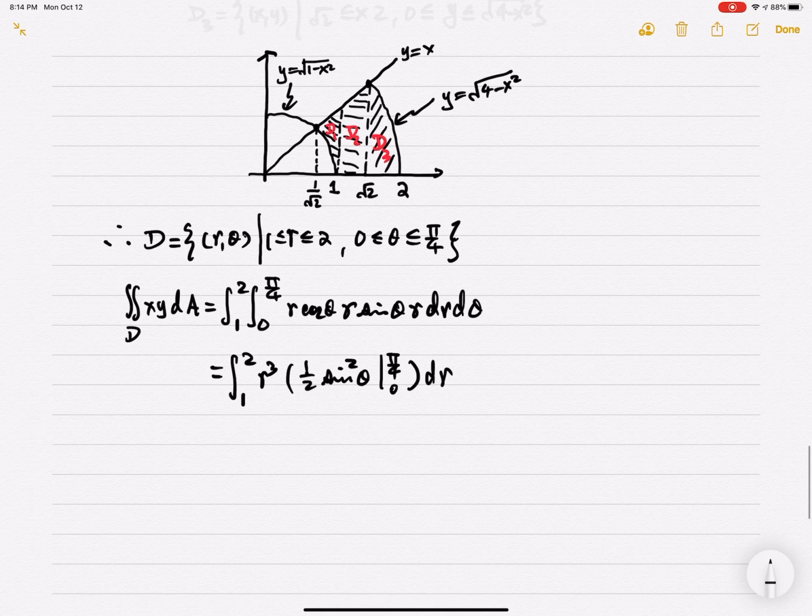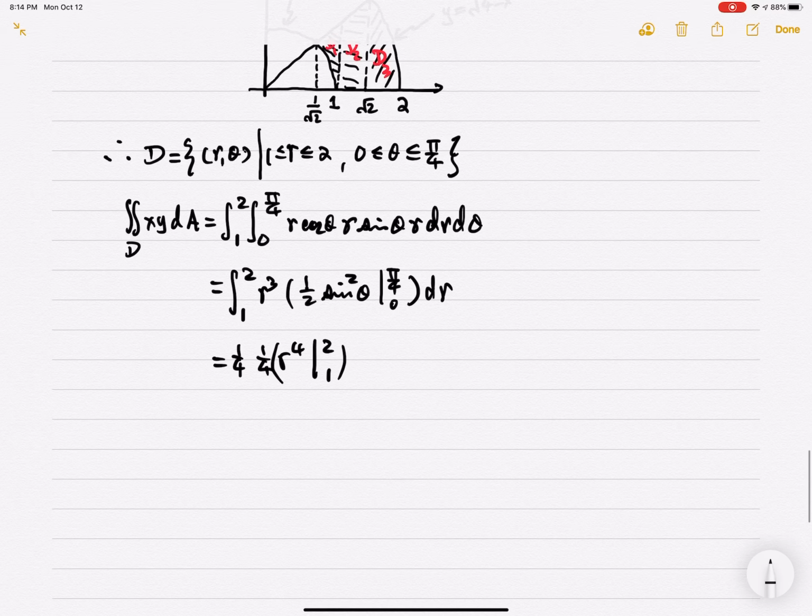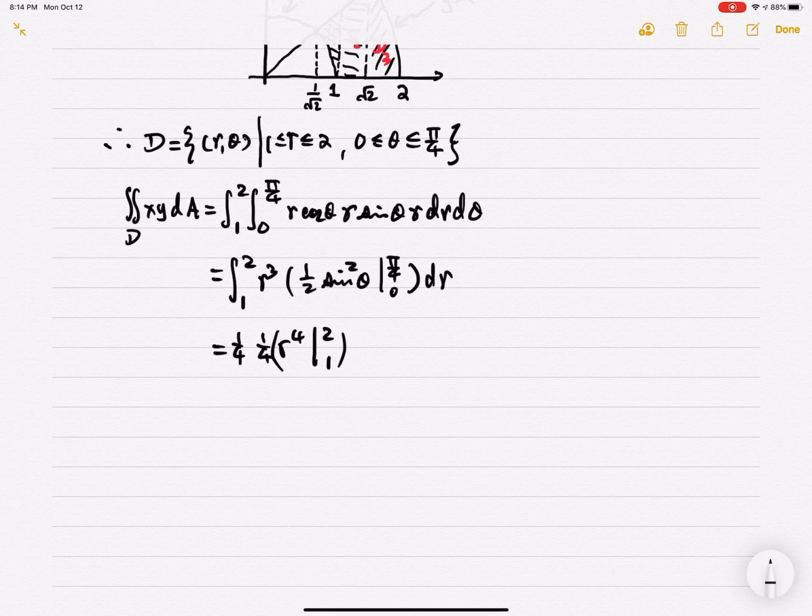Plug in pi over 4: sine is root 2 over 2, squared equal to half. So that's equal to 1/4. And r to the third has antiderivative 1/4 r to the fourth, plug in 2 and 1. 2 to the fourth is 16, minus 1 is 15. So this is equal to 15 over 16.